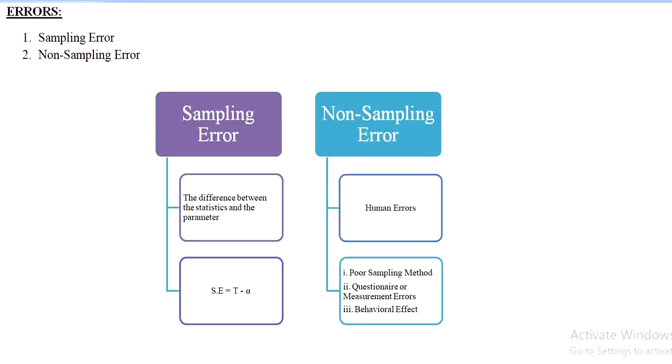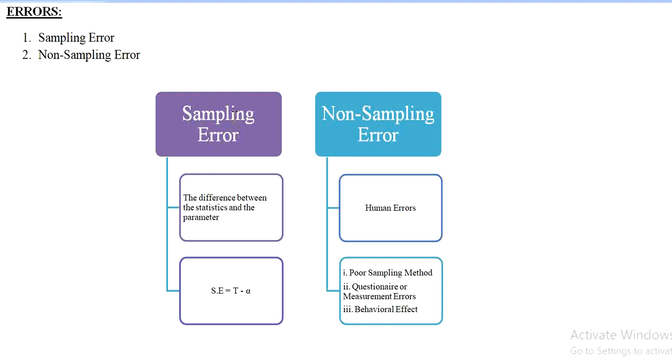Now, we talk about the errors. What kind of errors do we generally deal with when we perform sampling? There are two kinds of errors we generally deal with. Number one, sampling error. Number two, non-sampling error. It is clear from their names.